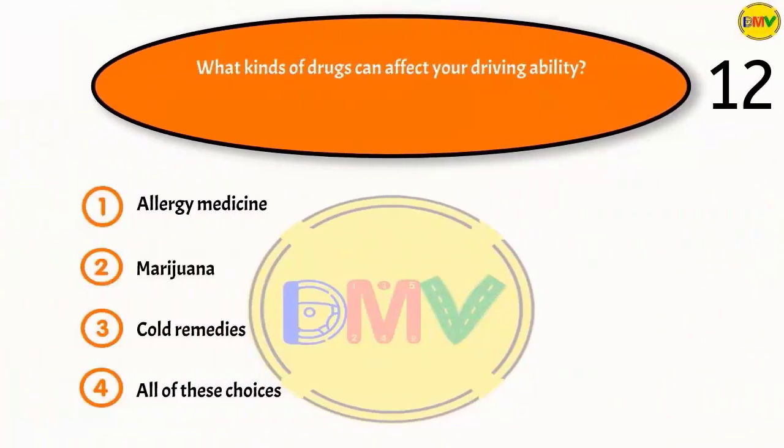The question 12. What kinds of drugs can affect your driving ability? 1. Allergy medicine. 2. Marijuana. 3. Cold remedies. 4. All of these choices.